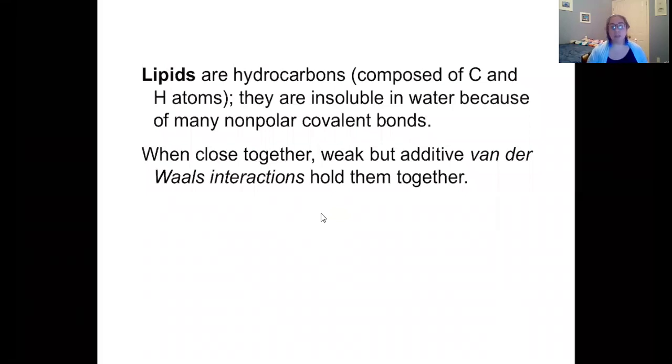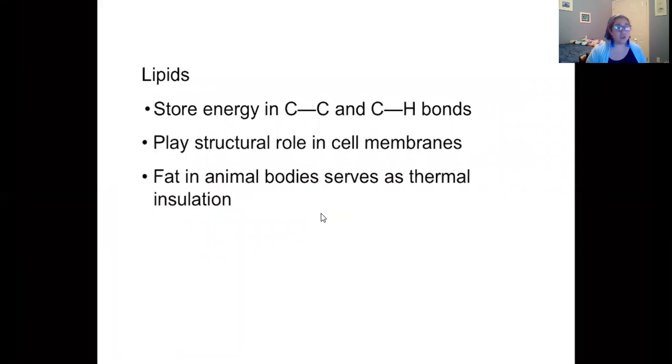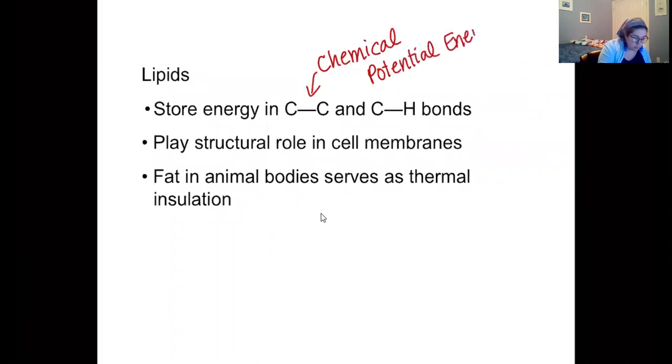When lipids are close together, they can be held together by those hydrophobic interactions, what are known as van der Waals interactions. But those are not true bonds. There's no sharing of electrons. They're just interactions. So lipids can store energy in those carbon to carbon chains and those carbon to hydrogen chains. This is typically referred to as chemical potential energy. So energy is in the bonds themselves, and typically we say that lipids are what we call long-term energy.